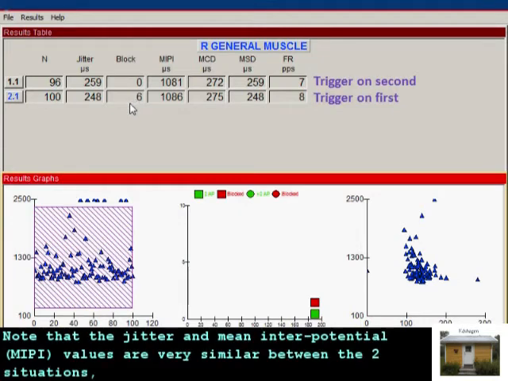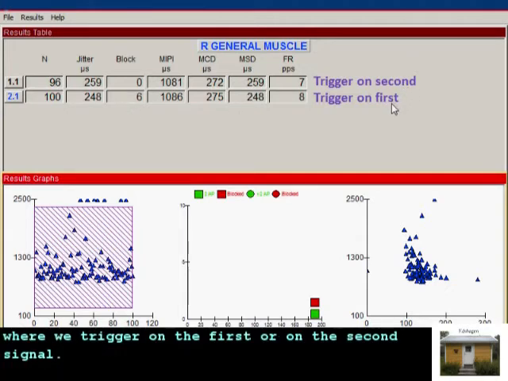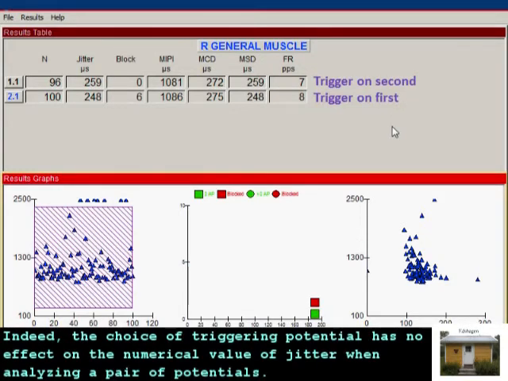Note that the jitter and mean interpotential interval values are very similar between the two situations where we trigger on the first or on the second signal. Indeed, the choice of triggering potential has no effect on the numerical value of jitter when analyzing a pair of potentials.